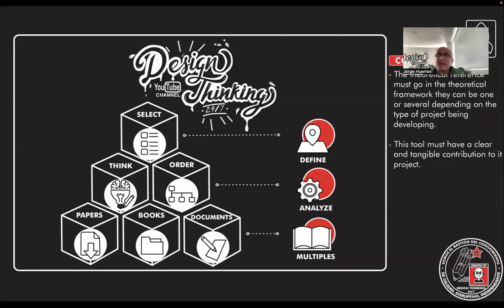As a conclusion, we can say that the theoretical reference must go in the theoretical framework. They can be one or several depending on the type of project being developed. That is something very important as well, because you can have many different kinds of research. And depending on what you are doing and what you are looking for, you can have one theoretical reference, two, three. It's really up to what you are doing. It's different to start working on something related to medicine than something related to humanities.